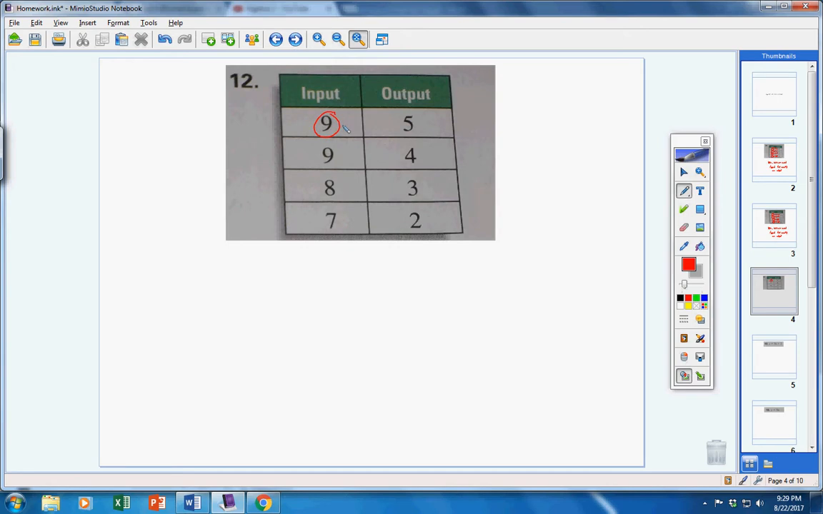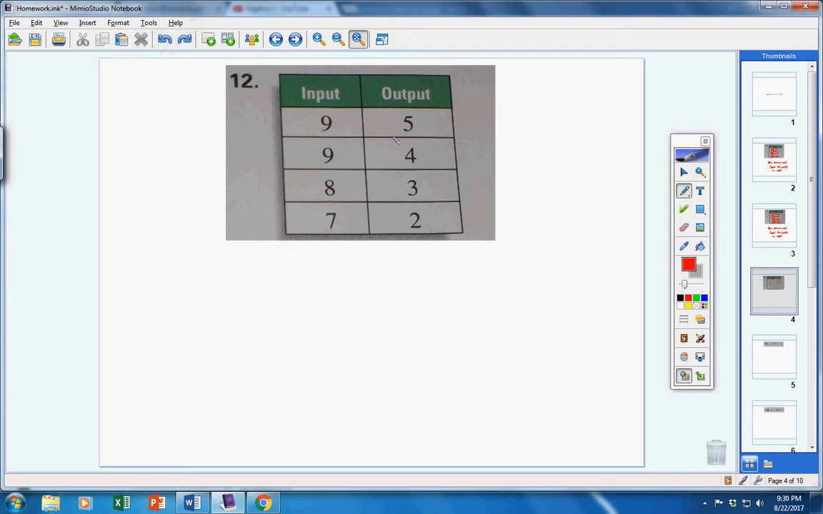This 9 has one number here, but look, this 9 has another number. So the input of 9 has two different outputs. Now, listen carefully. If this would have been a 5, that's okay, because your output for 9 is 5, and your output for 9 is 5. So 9 still has one output, 5. That's totally fine. This would represent a function. 8 has one output, 7 has one output, and 9 has one output, because here your output is a 5, here your output's a 5, and that's okay, that's fine. But that's not what we have.